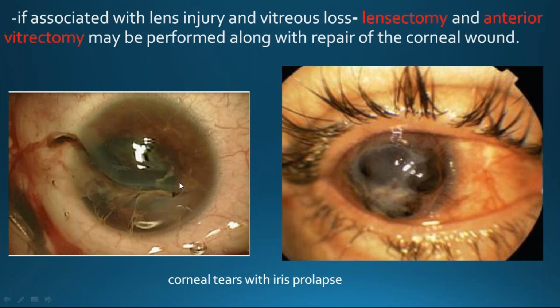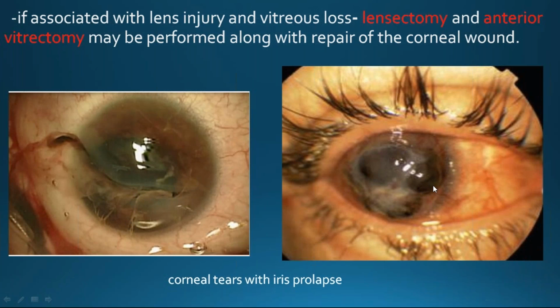Multiple interrupted sutures can be applied here. You should not apply a continuous suture here. You have to apply interrupted sutures. This should be sutured horizontally, and this one vertically. There are two lacerations here, one horizontal and one vertical.